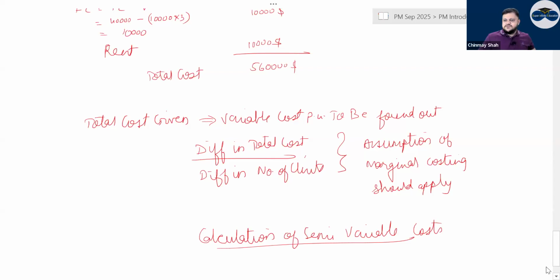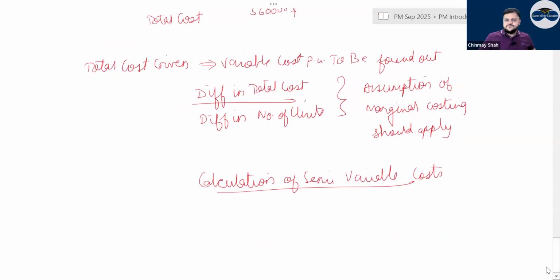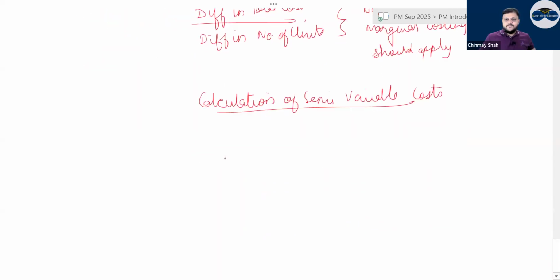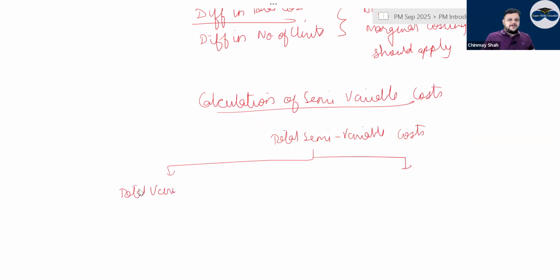How do you calculate semi-variable cost? See how I am doing it. Let's say total semi-variable cost. I am dividing it into two parts, correct? How do I find the total variable cost? First I will find the variable cost per unit.